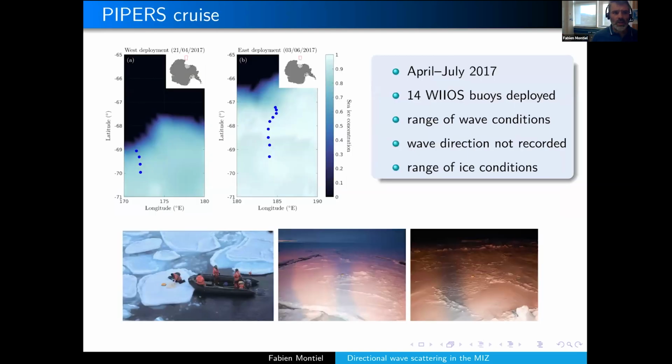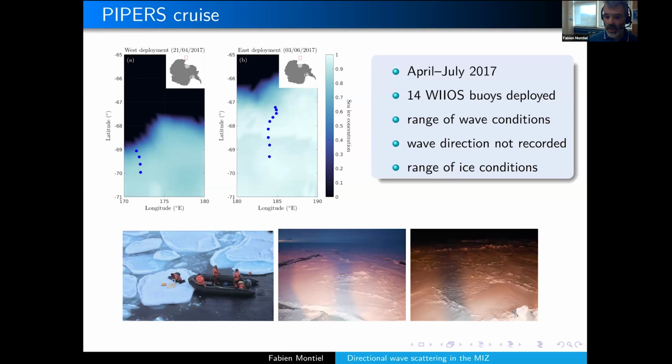Okay, so why did we choose this Piper's deployment? And that's because there is a lot of data that came out of it. So it was in the ice growth season, April to July 2017, and 14 buoys were deployed. And there was a range of wave conditions and also of ice conditions observed. So there were calm, but also large storm events.